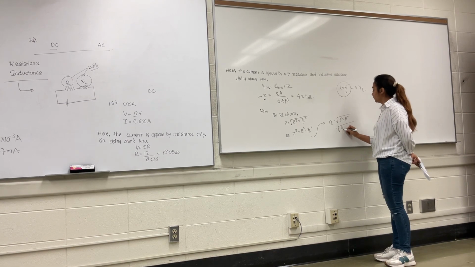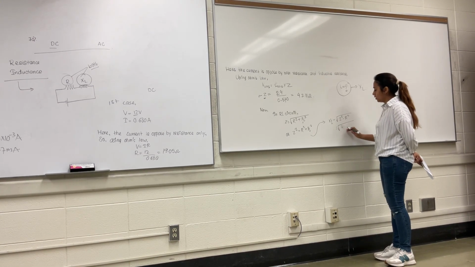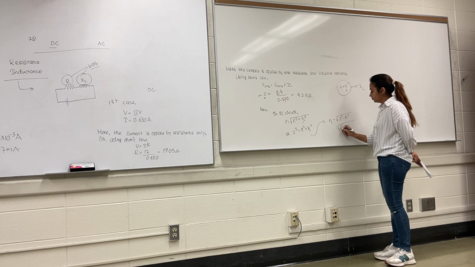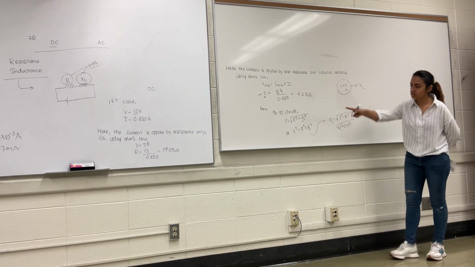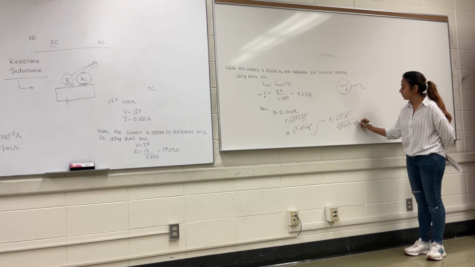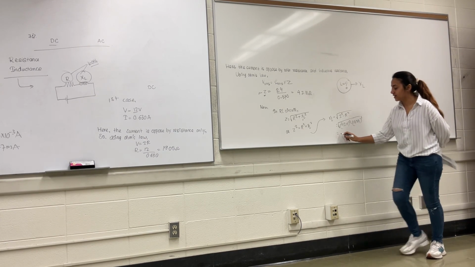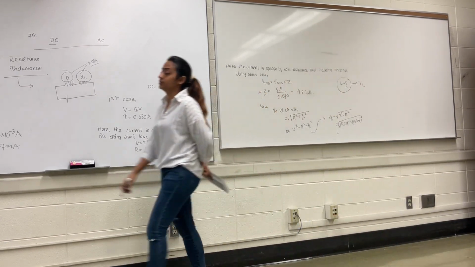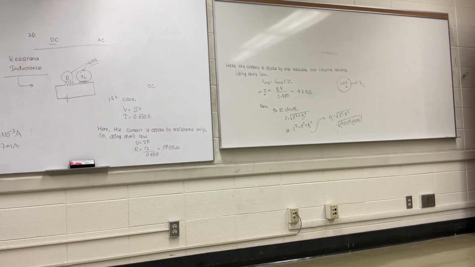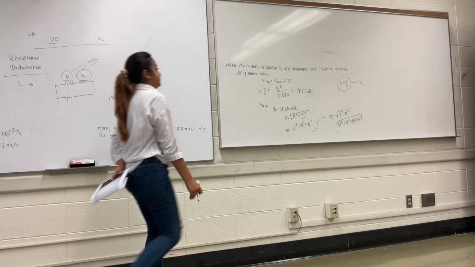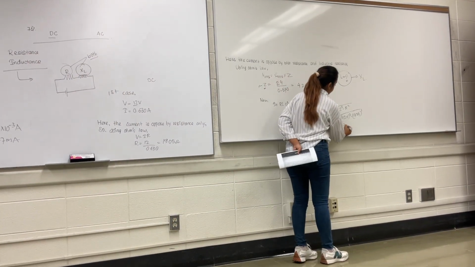Replace the values: 42.11, resistance is 19.05, square, and you will get the value of XL, something like 37.6 ohm.